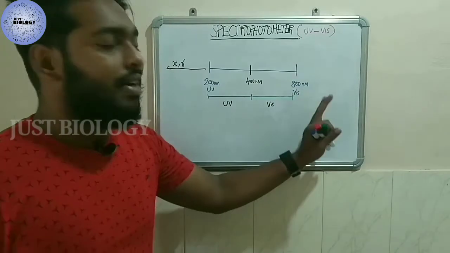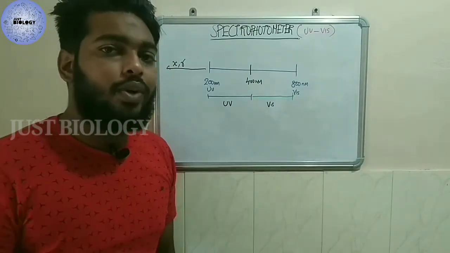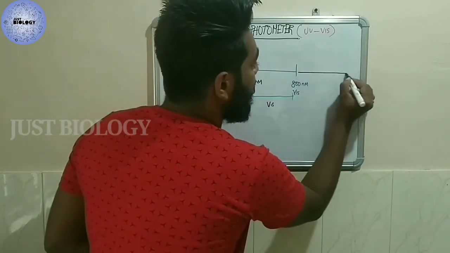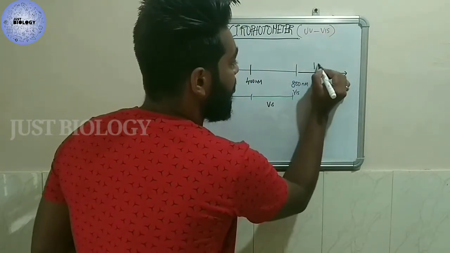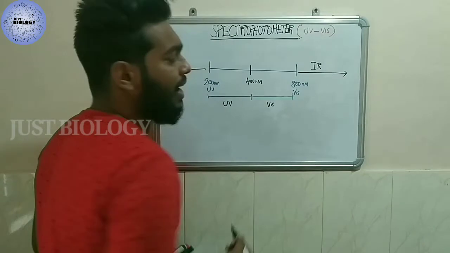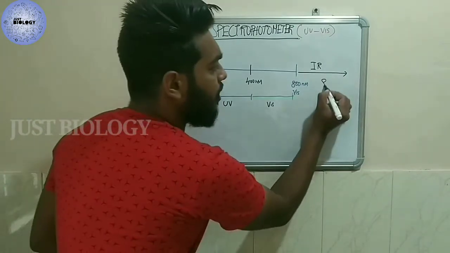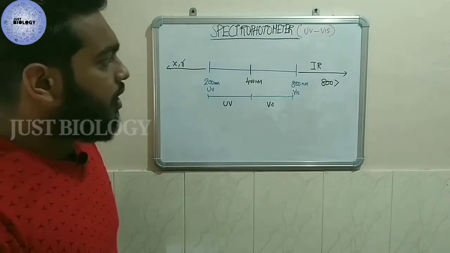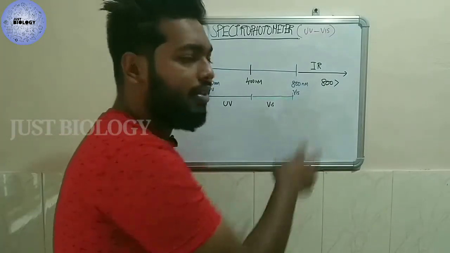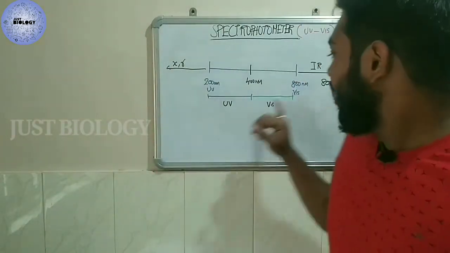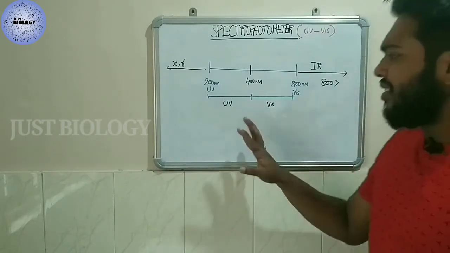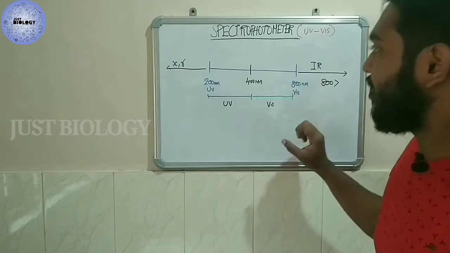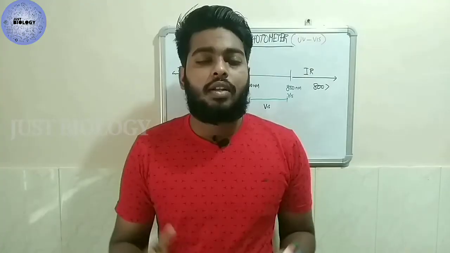Beyond 800 nanometers you can see another kind of radiation, which is referred to as infrared. That is IR radiation, which is above 800 nanometers. We can call that ray infrared radiation. So this is the spectral line, the actual spectrum of the light.